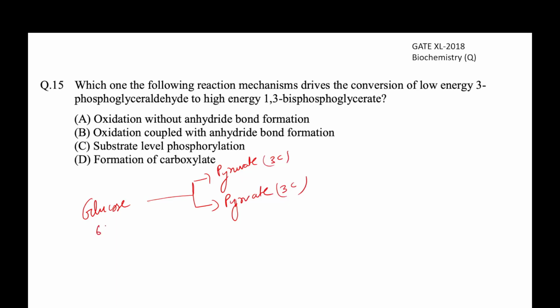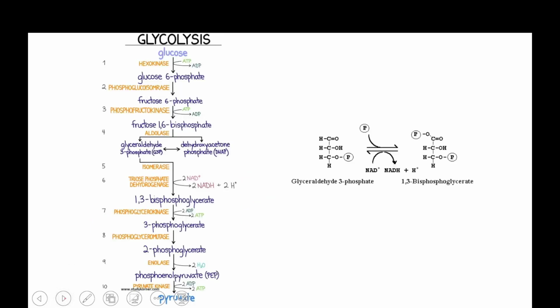So this is the whole glycolysis process. This is a total 10-step reaction. In this 10-step reaction, we have glucose to glucose 6-phosphate with the help of hexokinase, where ATP is being utilized. Then this glucose 6-phosphate gets isomerized and converted into fructose 6-phosphate, which again gets phosphorylated with the help of another kinase and becomes fructose 1,6-bisphosphate.